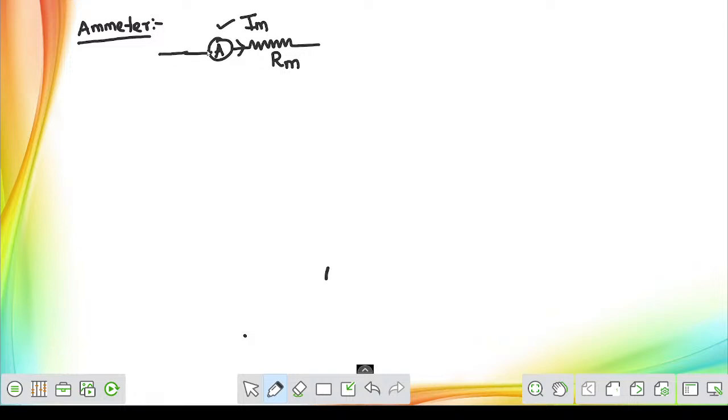Now if you want to extend this range, how should I extend it? We connect a shunt resistance with the ammeter, and that shunt resistance value will be treated as RSH. The shunt branch will consume some current, which we consider as ISH. So the total current, shunt branch current plus ammeter current all put together, will be the new reading of the ammeter.